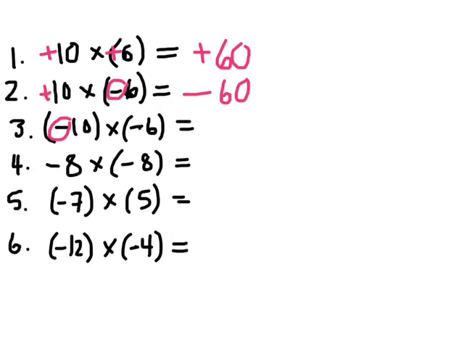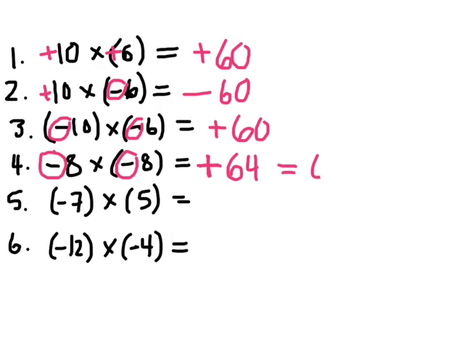Good. Negative times a negative. 10 times 6? 60. Good. Again. Negative times a negative. Positive. 8 times 8. Do I need to put the plus sign here? No, I could just write it as 64, and I know it's positive. Negative times a positive. Negative. 7 times 5? 35. We're multiplying.